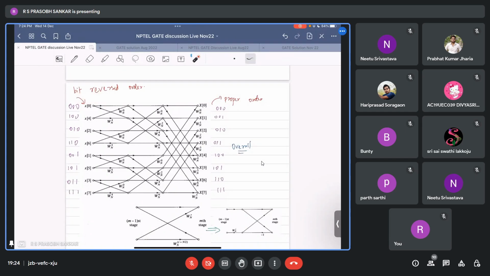If we see the index of the signals, x of 0 is x of 0, it's fine. But for x of 1, here it's x of 4. Or in other words, the ordering here is seemingly arbitrary. This kind of ordering is known as the bit reversed order.